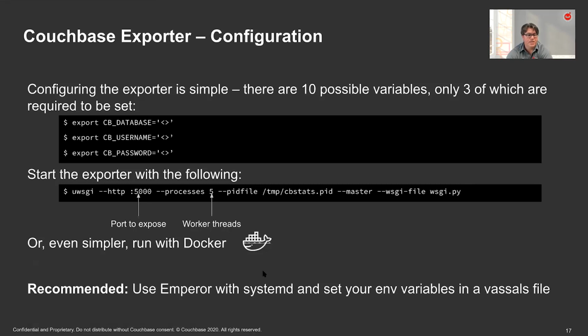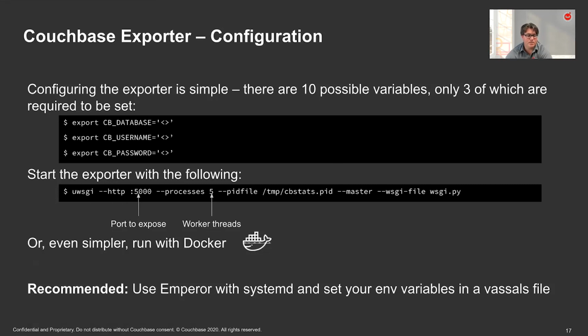To configure the exporter, it's really simple. There are 10 possible variables that you can configure, but we only actually require 3 of them. We want to know the database that we're going to use, so this is the host name. We want to know the username and the password to access the cluster, and this should be like a read-only admin. And then if you want to start it with uWSGI, it's just a very simple command, and poof, the exporter is running and exposing those metrics, in this case on port 5000. It's even simpler if you're going to run it with Docker. There, you're just going to edit the Dockerfile and run docker-compose up, and now you've got a container that has the exporter running inside it. Instructions for all that are available in the repo itself in the README.